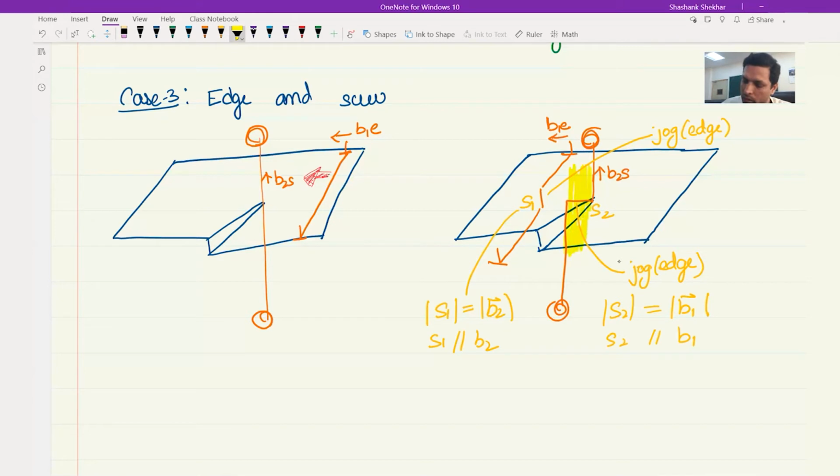So this highlighted plane is the glide plane for this step S2, but that is not the plane onto which the screw dislocation wants to move, and therefore this will not aid in glide. This step will become sessile. So this is what we had mentioned earlier. So this is sessile, does not aid in glide.